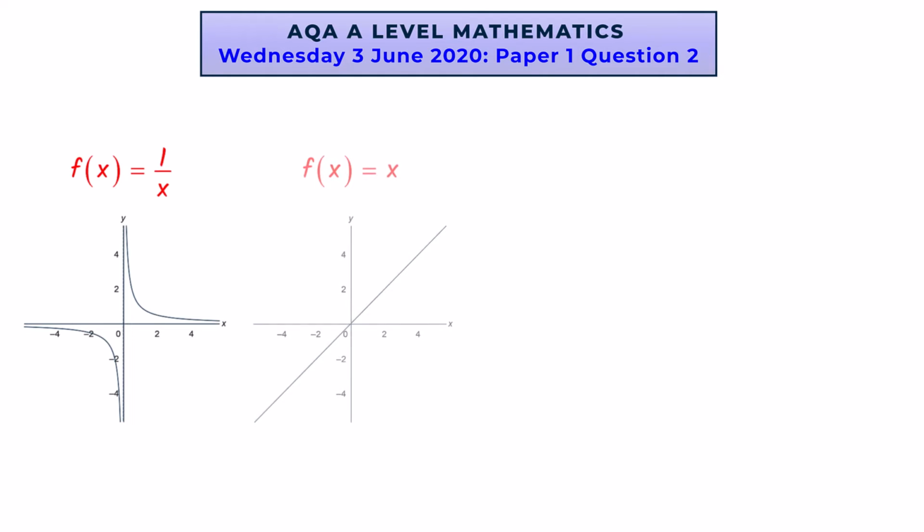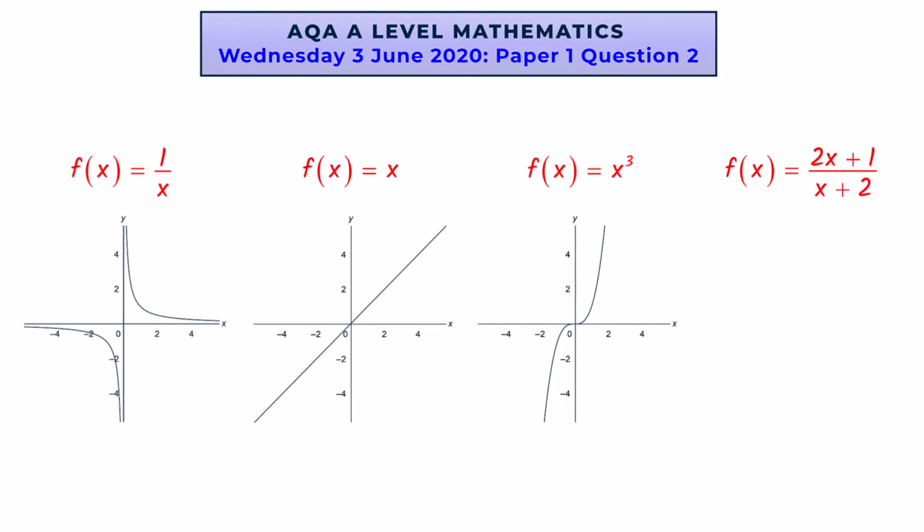The first function is y = 1/x, which looks like this. The second function is y = x. The third function is y = x cubed. And the last one is y = (2x + 1)/(x + 2), which looks like this.